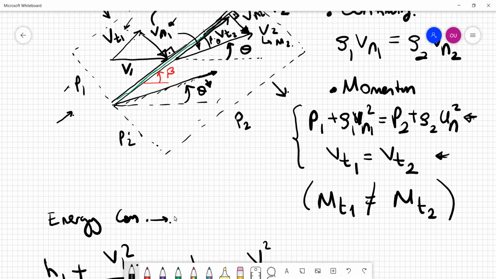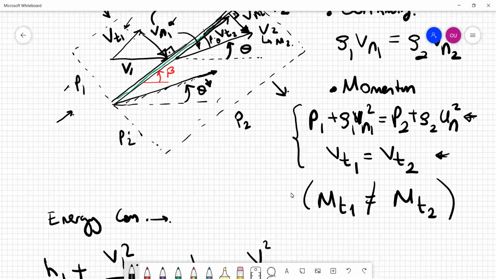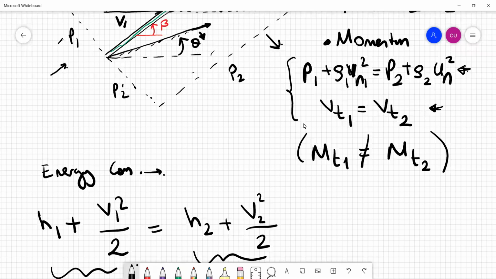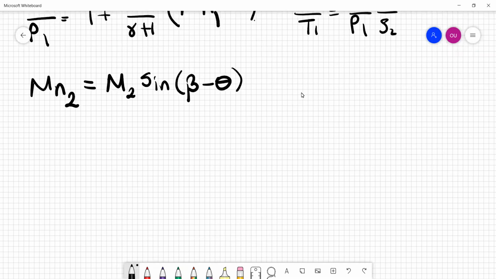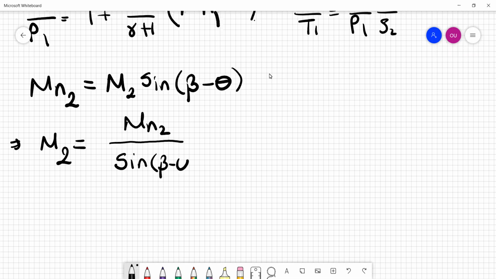So now when we start talking about theta, that's the shape, that's the angle of the nose of your aircraft or whatever, or the angle of the ramp in your air intake, whatever. So this is your flight vehicle, basically, theta. Now, if I take M2 to the left-hand side from here, it becomes equal to the normal component of Mach number divided by this angle, sine(beta minus theta).